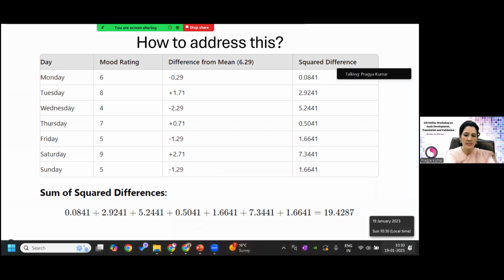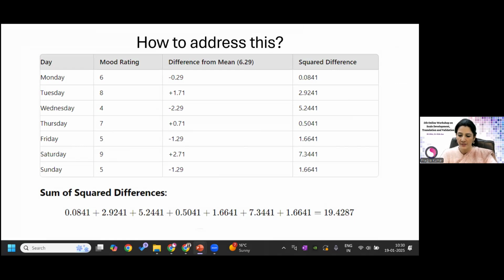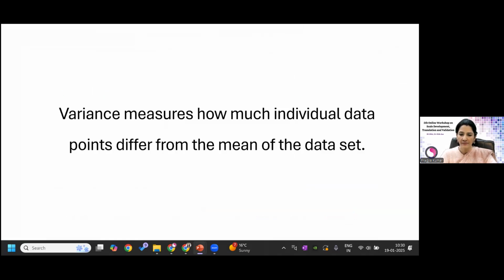So the total variance is the sum of squares. That's why it is also known as SS, sum of squares. So this is the sum of squares and this is also known as the variance. It shows how much the individual data points differ from the mean of the data set. So whenever you hear this term variance, just imagine it is the difference between the mean value and the individual value, and it's the square of that.